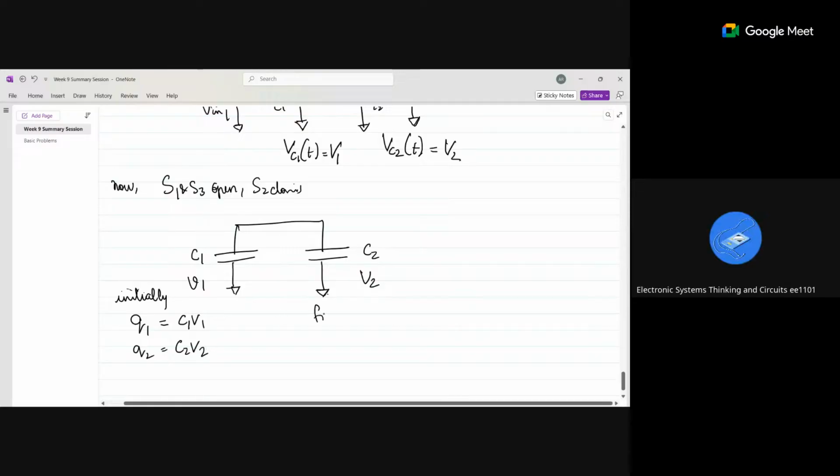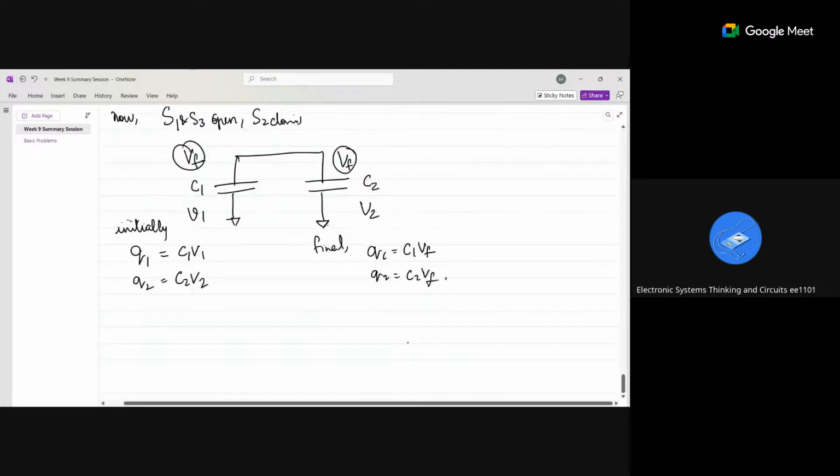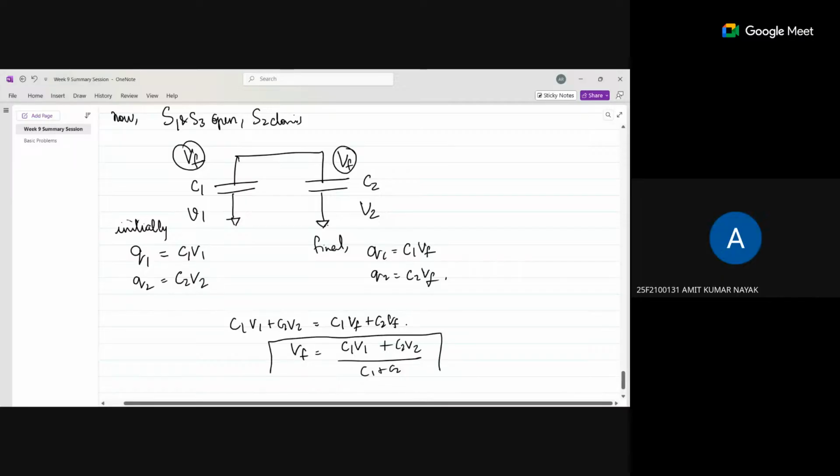And finally, after a very long time, it will reach such a way that both the capacitors carry the same voltage, right? So Q1 will become C1 VF and Q2 will become C2 VF. Now, by the law of conservation of charge, C1 V1 plus C2 V2 is equal to C1 VF plus C2 VF. So VF will become (C1 V1 plus C2 V2) divided by (C1 plus C2). So like this, we'll be able to find the voltage, right?